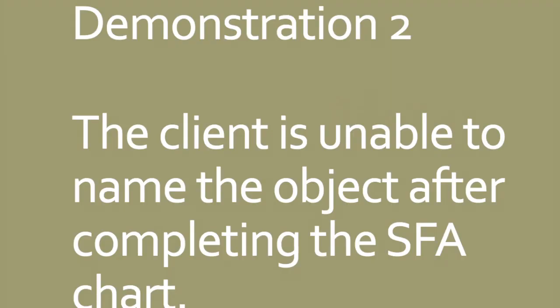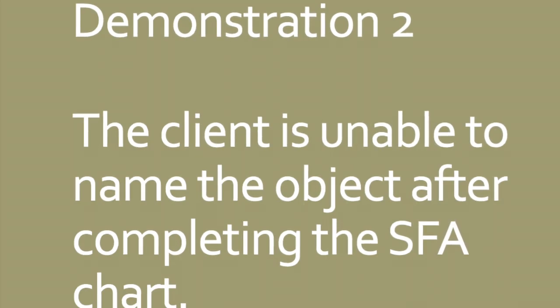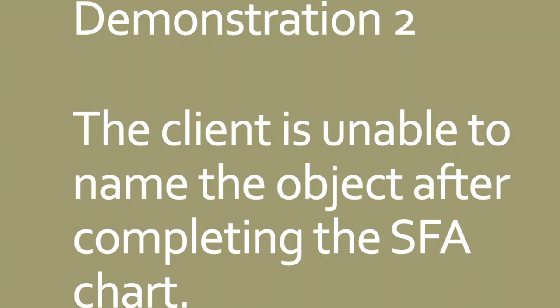In the second demonstration, the client is unable to name the object after completion of the semantic feature analysis chart. Should this happen to you in a treatment session, the clinician would continue and identify the item verbally. They'd ask the client to imitate, and together they would review the semantic features that describe their target object.